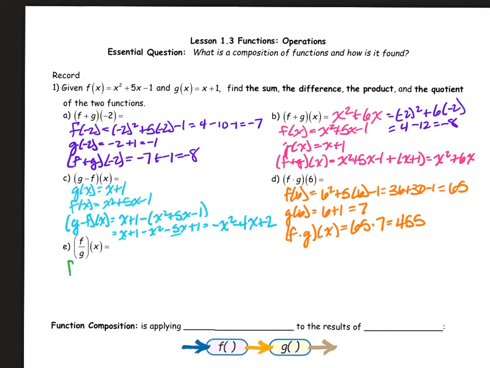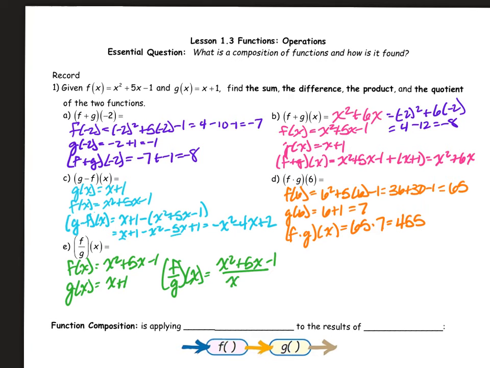Okay, and then one more problem. So we've got f of x again. Again, f of x is x squared plus 5x minus 1. And g of x is going to equal x plus 1. So f over g of x is going to equal x squared plus 5x minus 1 divided by x plus 1. Now, if I could factor the top, if I could simplify this, I will.